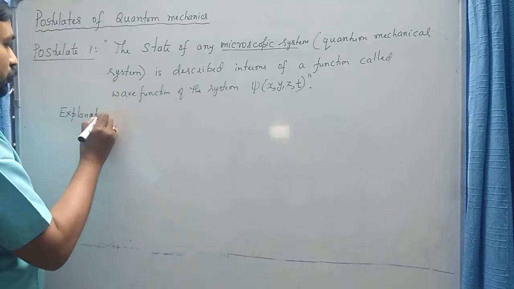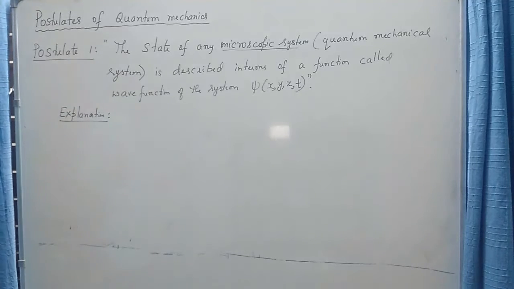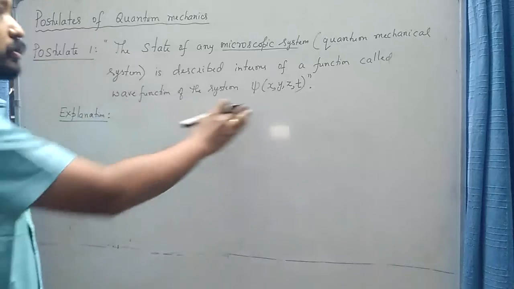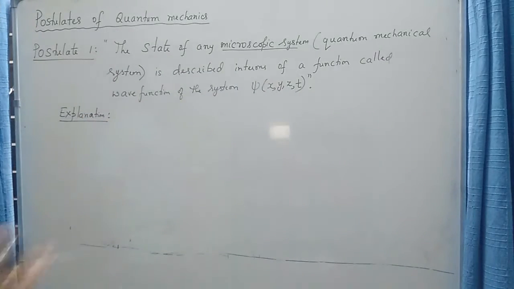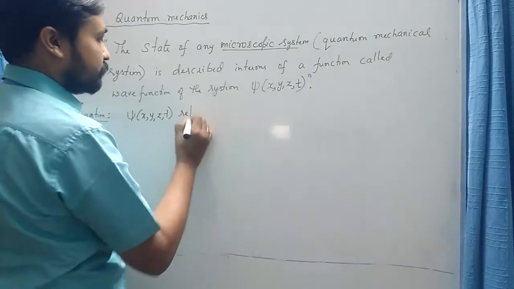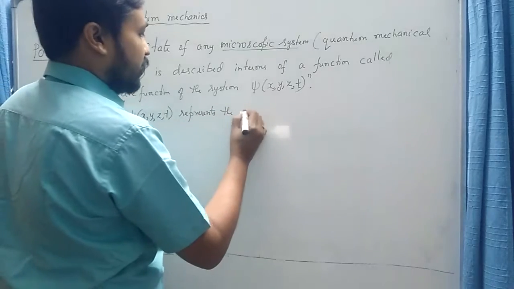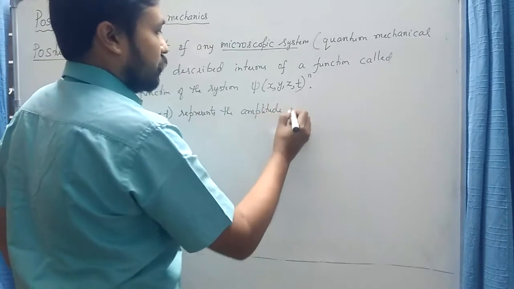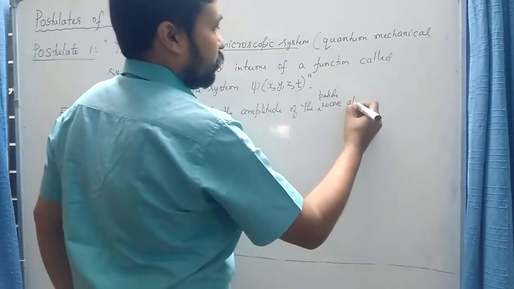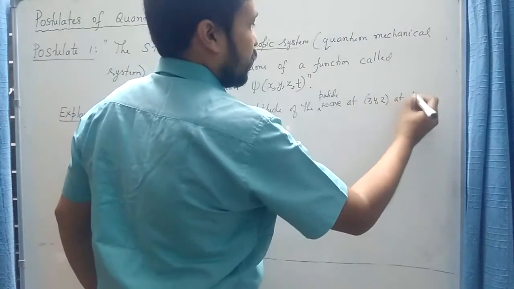You already know what this wave function psi is. The wave function psi arises because of the dual nature of the particle. A microscopic particle especially has both particle as well as wave nature, and the wave nature of the particle is described in terms of this function called the wave function. It is represented as psi of x comma y comma z comma t. This wave function represents the amplitude of the particle wave at the particular point x, y, z at time t.